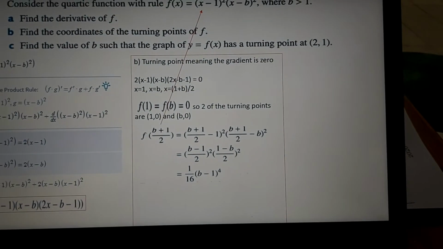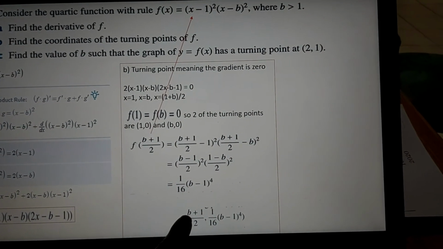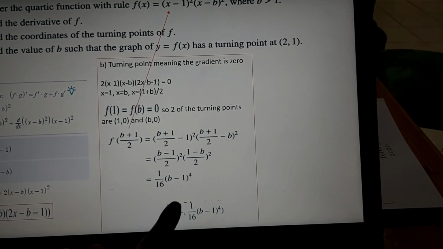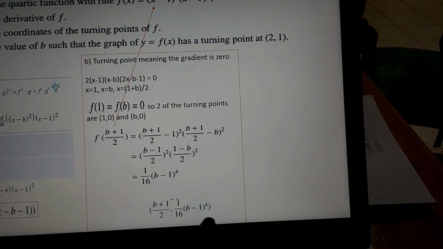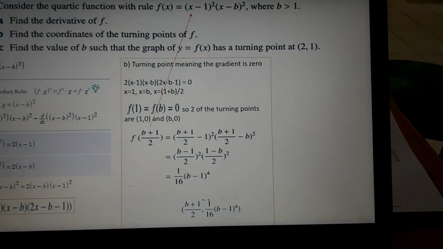So what is the last point? So the last point is the x is (1 plus b) divided by 2. This is the x, and this is the y, which you have just solved. C, I think it's very easy. You can do it by yourself.